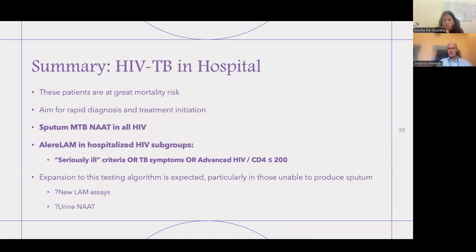So just to summarize, for patients in hospital, we know that there's great mortality risk and that we need rapid diagnosis and rapid treatment initiation. We generally want to perform a sputum molecular test in all patients with HIV, particularly where the prevalence of TB is more than 10%, or in those with TB symptoms. And Alere-LAM is recommended in hospitalized patients with HIV if they meet one of these criteria: seriously ill, TB symptoms, advanced HIV, or CD4 counts less than 200. So essentially this lands up being virtually all patients hospitalized with HIV.